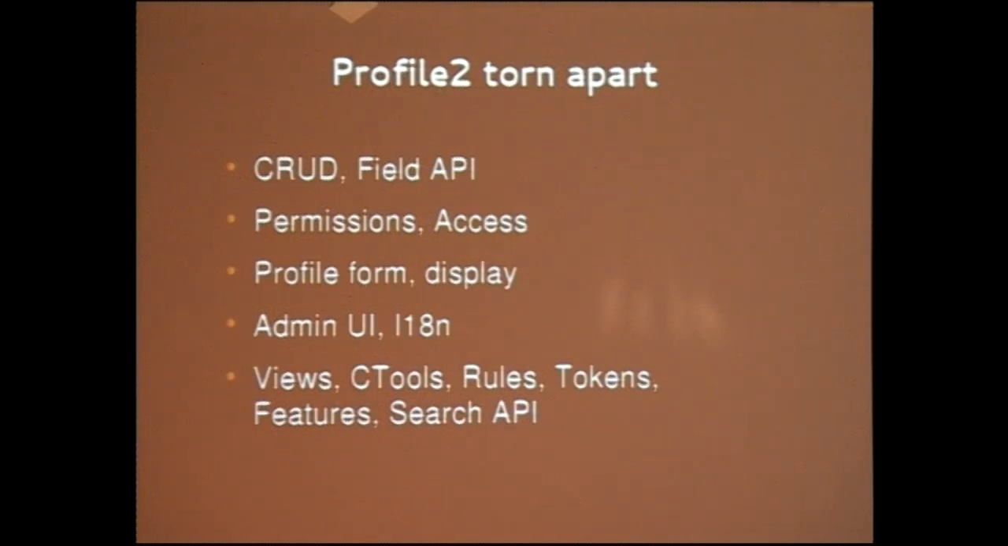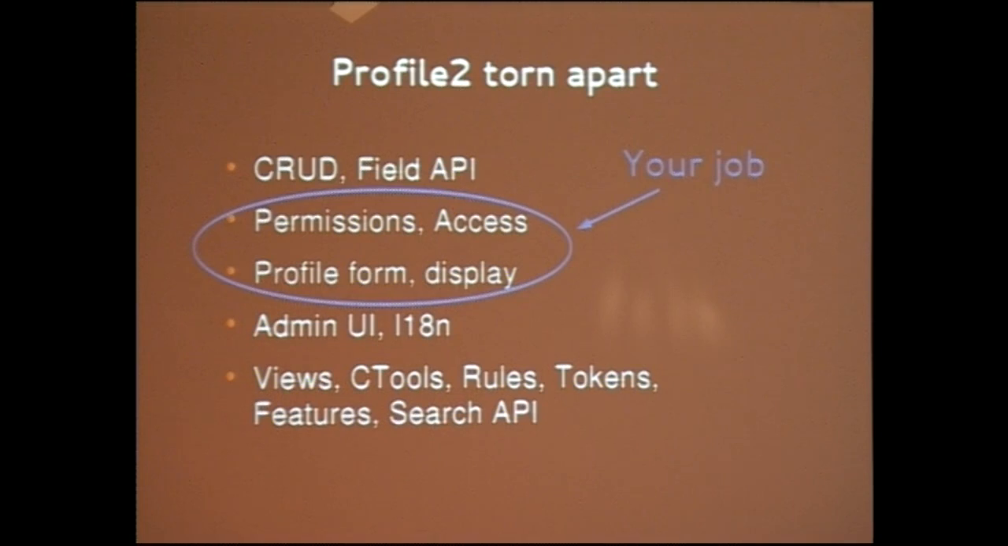So if we look at the Profile 2 module, conceptually what it has to take care of, it mostly has to take care of the CRUD functionality and the field stuff. Then it has to take care of providing permissions and checking the access. You have to implement the form and the display of the profile entity, as well as the administration UI for the admins. And then you have to add all the integration to all the contrib modules. And if we have a look at that, basically the Entity API module does all of that except for permissions, access, profile forms, and display.